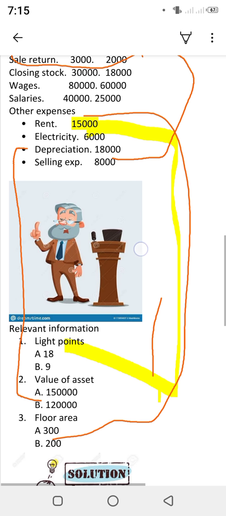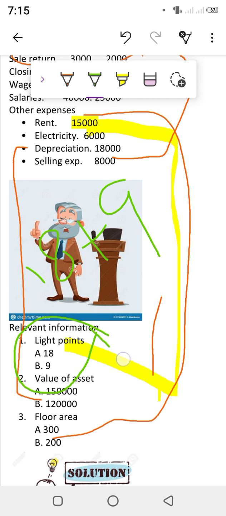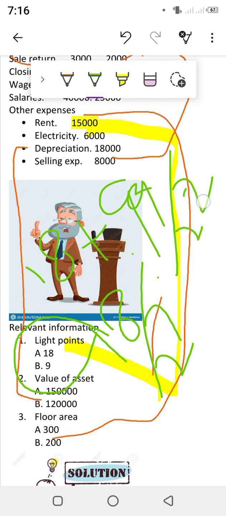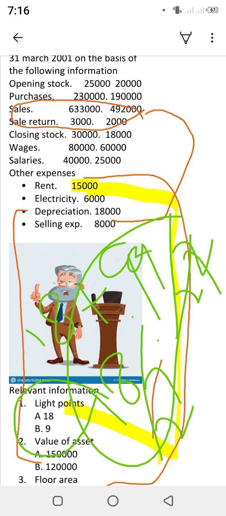Hope so. Up to this position, you can easily prepare proportions. What does proportion mean? If you are required to make a proportion of light points, how will you do so? 18 plus 9, what is it? 27. So 18 by 27 and 9 by 27. You will distribute electricity on the basis of this proportion. Value of asset 15 and 20. Floor area 3 and 2. Sales will be calculated after deducting sales return.